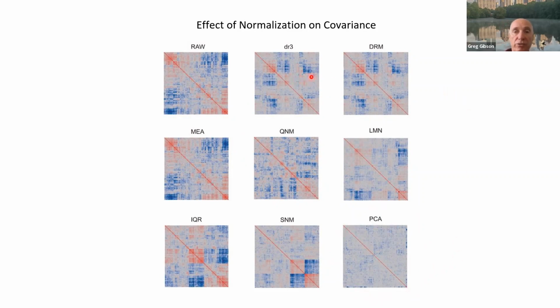And then these other methods get something intermediate between those. So even in this case, what the SNM has done is actually produce a pretty high correlation structure among subsets of the arrays, which it was designed to do, to find the things that are biologically most similar.